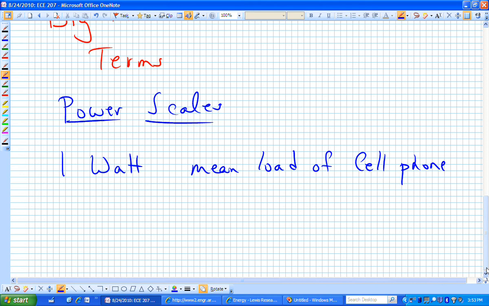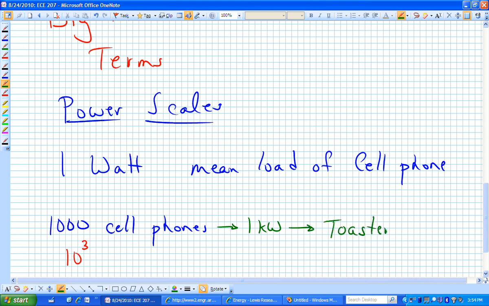Suppose that we now take 1,000 of those cell phones. Ten to the 3. Something that consumes, so now we have one kilowatt, something that you're hopefully familiar with, a hairdryer or a toaster consumes 1 kilowatt, 1,000 watts. That's 1,000 cell phones. How many are in here? In round numbers, if we had 200 here, it would be 5 groups this size with cell phones. That's 1 toaster.